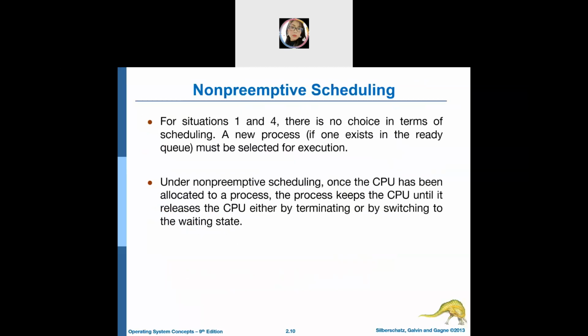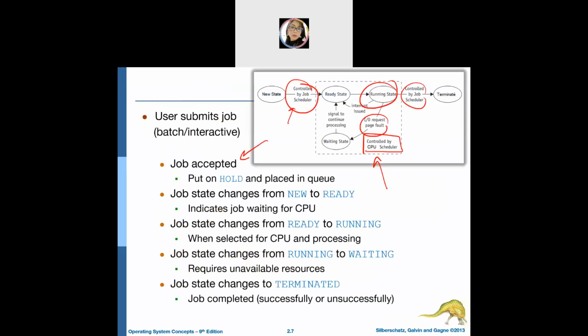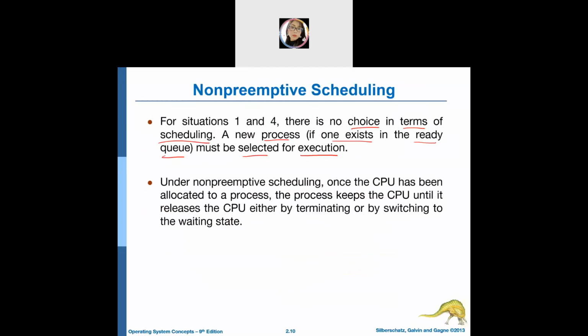So all of this can also have a different situation where there is no choice in terms of scheduling, which is a new process. If one exists in the ready queue, it must be selected for execution. So maybe you can directly execute your process to run. Okay, maybe it can be terminated, which is when you get the result for input output, for your output.